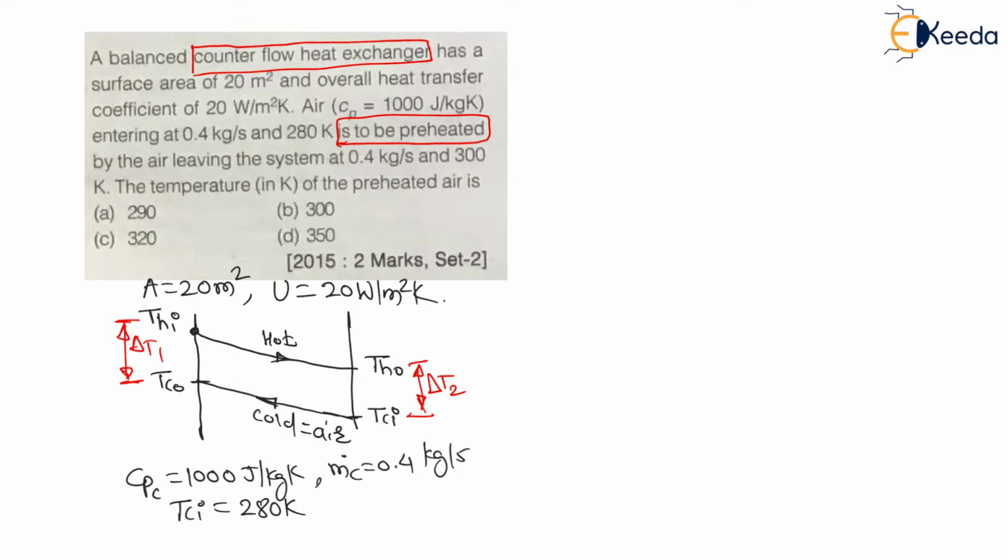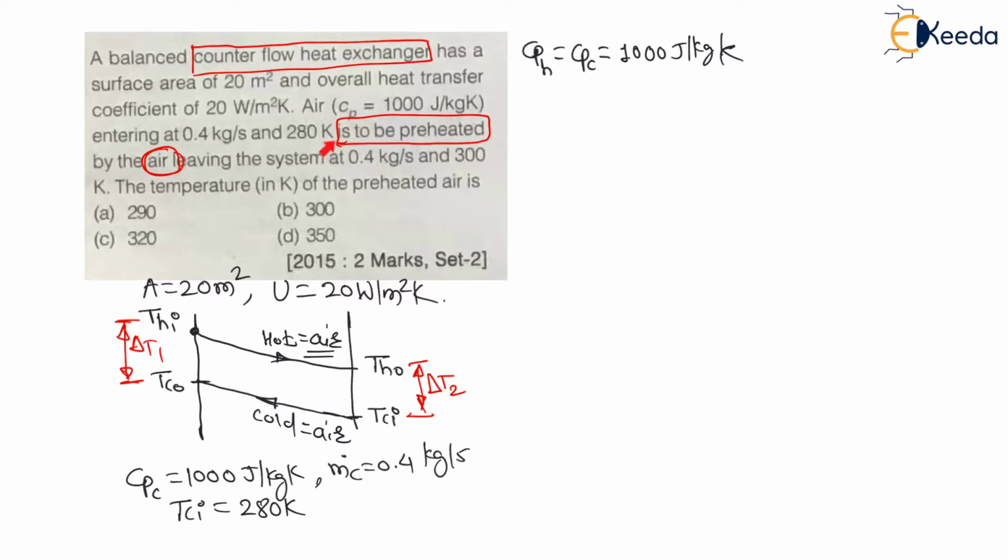Then it is mentioned that the air is to be preheated by the air leaving the system. Here for heating also we are using air, therefore the hot fluid is also air. Therefore the specific heat of the hot fluid is equal to the specific heat of the cold fluid, which is 1000 joule per kg Kelvin. Because both the cold as well as the hot fluid is air, the specific heat will be the same.